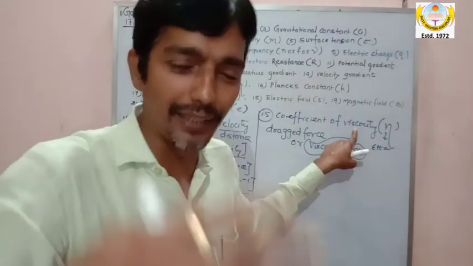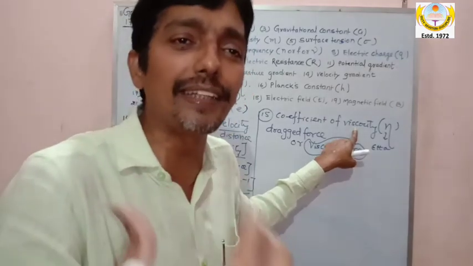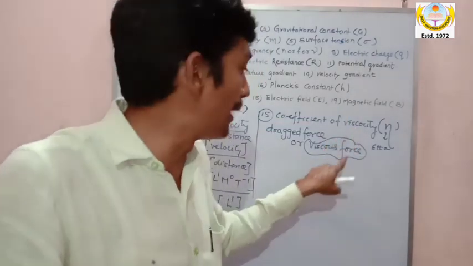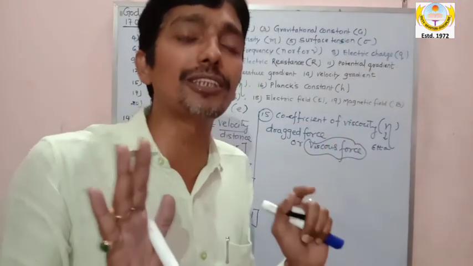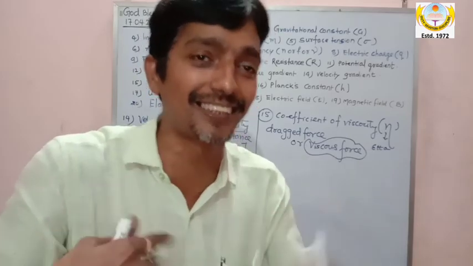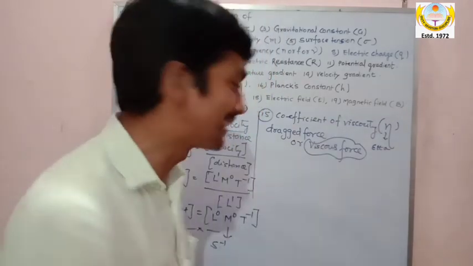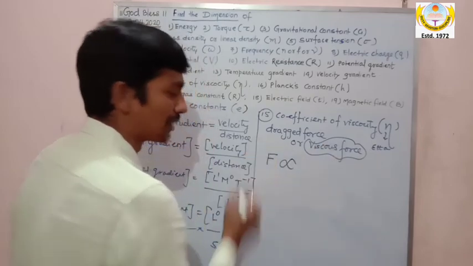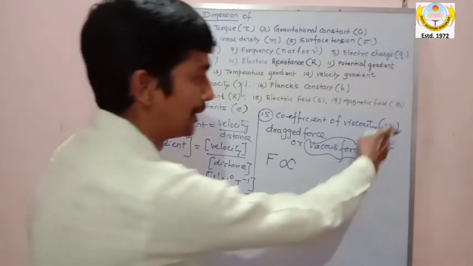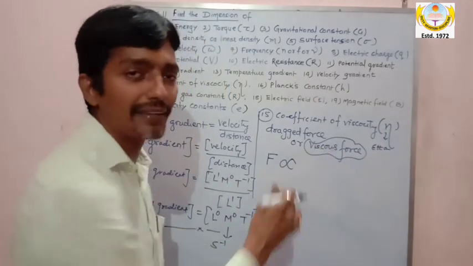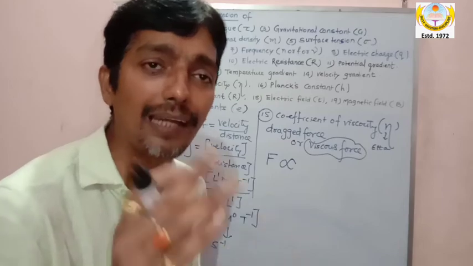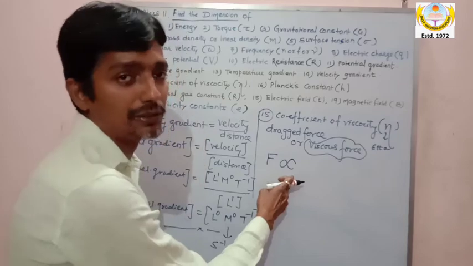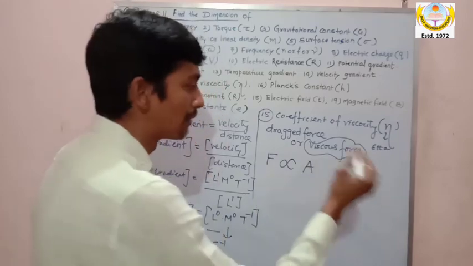Now I open this. Viscosity is a property of a liquid due to which the liquid exerts a viscous or drag force on us when we move through it. That viscous force is denoted by F, which is directly proportional to, I'm proving all this, eta. This viscous or drag force exerted by the liquid on our body is directly proportional to the area of layers of liquid.